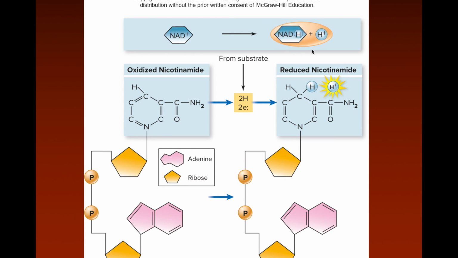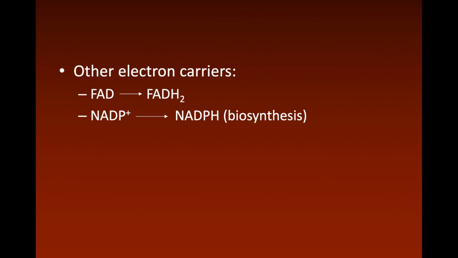This is the reduced form, where two protons and two electrons are picked up from some kind of substrate and carried, usually donated to the electron transport chain, which we'll talk about later. There are a couple of other electron carriers seen in the cell. We'll also see FAD, and this is the oxidized form. It can pick up two protons and two electrons and form FADH2.